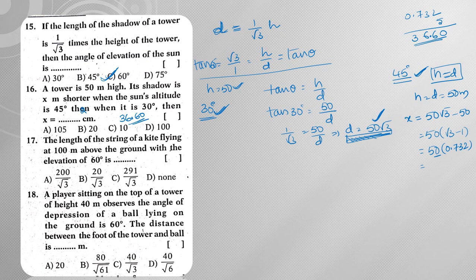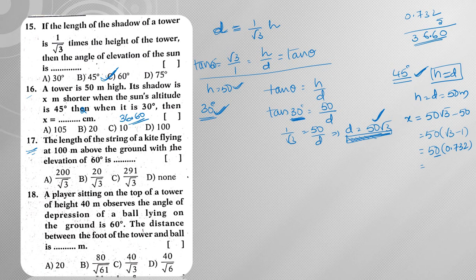So 50 root 3 minus 50. I think you have understood this, right? When the angle is 30 degrees, you will have the longer shadow length. The same way, when 45 degrees is given, height will be equal to distance, so from that we got 50 meters. Height is already given. Now its shadow is x meters shorter when the sun's altitude is 45 degrees than when it is 30 degrees. Then x is equal to, we need to do subtraction. So from that we got 36.60.